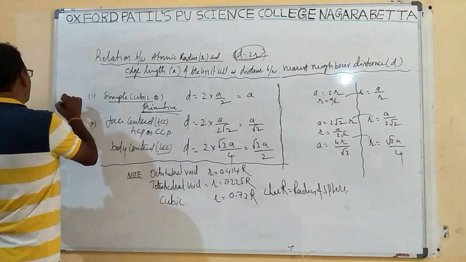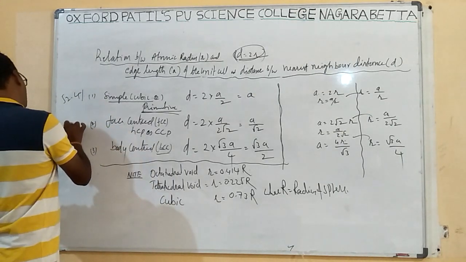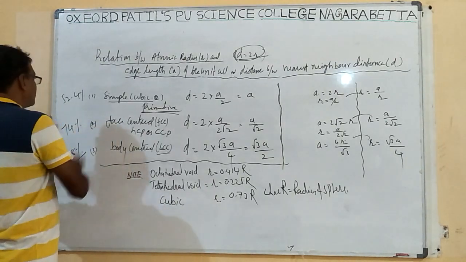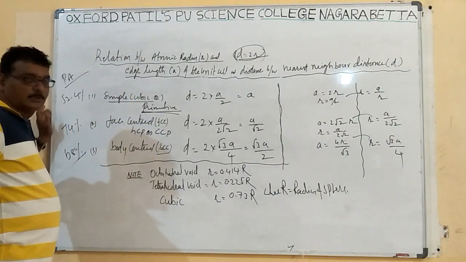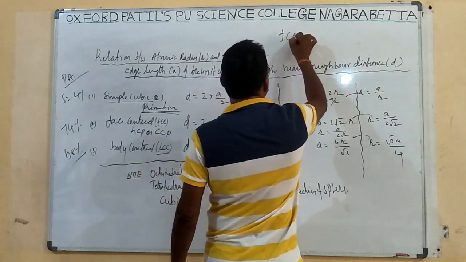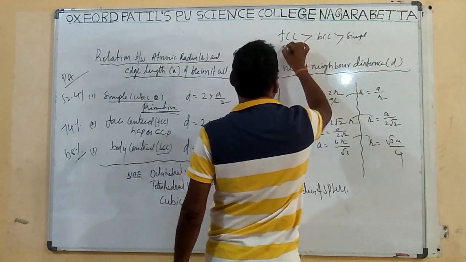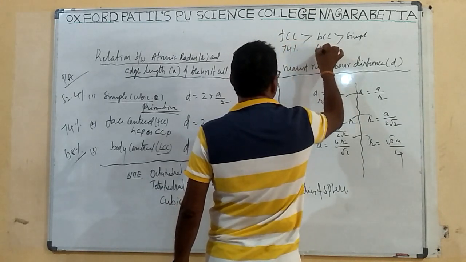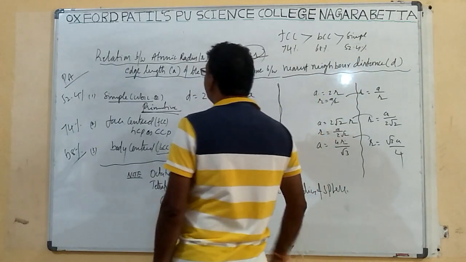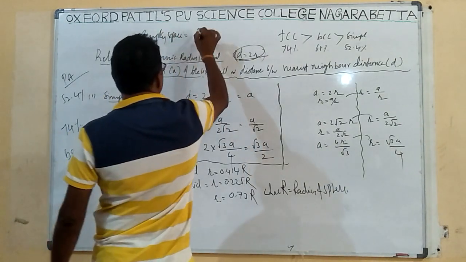Like after the simple cubic, how much percentage? 52.4%. Face centered means 74%. Body centered means 68%. This is the packing efficiency. For packing efficiency, FCC is greater than BCC, greater than simple cube. That is 74%, 68%, 52.4%.